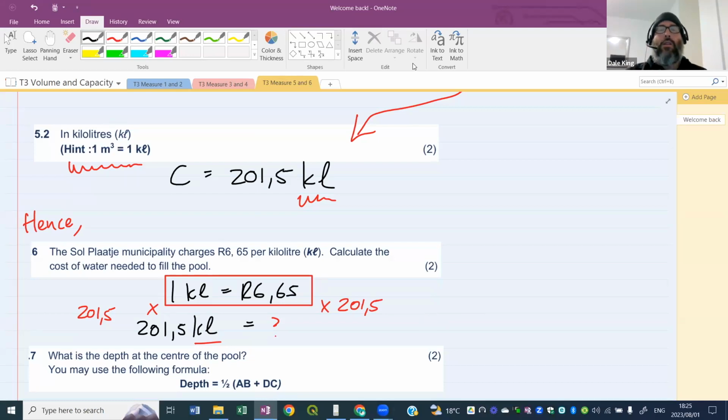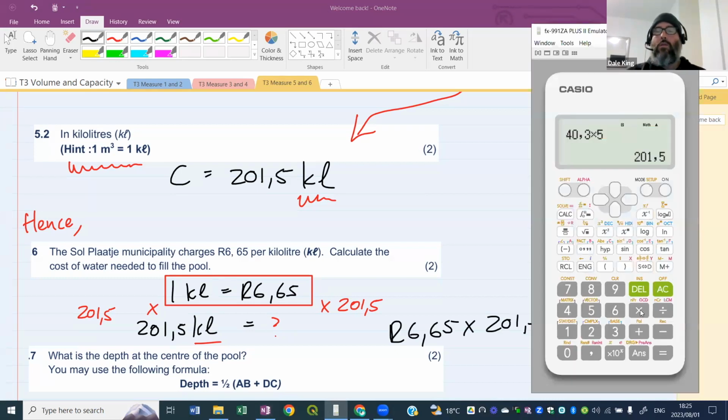I hope that makes sense. I hope we caught up. Now, if you come in a little bit late, it does get confusing. So now we just have to multiply. So I'm going to say R6.65 times 201.5. 201.5 times 6.65. And like everyone is putting into chat there, 1339.975. I'll write that out.